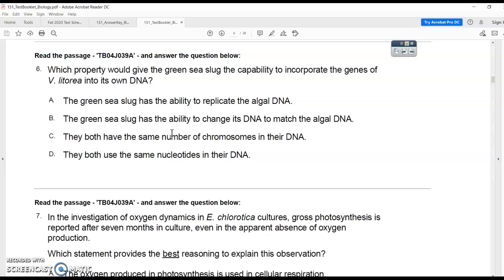So all living things that have DNA, that DNA is constructed from nucleotides. And remember, that's the sugar, phosphate, nitrogen base. So all living things use the same 4 nitrogen bases of adenine, thymine, guanine, and cytosine, or those A's, T's, G's, and C's that we talked about. And so the correct answer for 6 would be D. They both use the same nucleotides in their DNA.